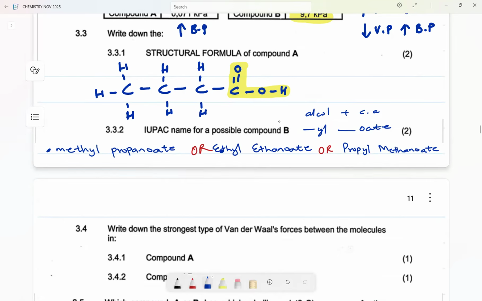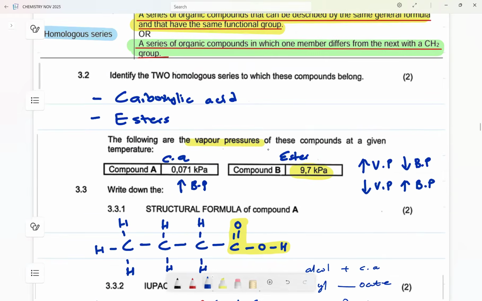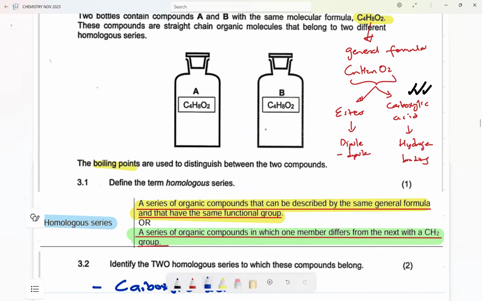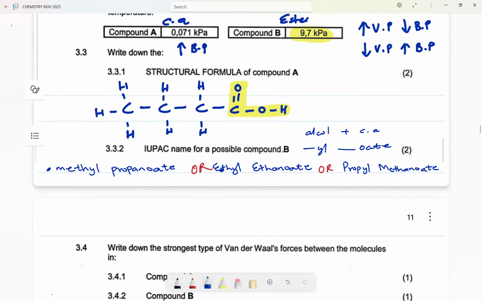So these are the possible names, because either way they have what? They have 4 carbons. Even if you were to draw the structure thereof, it will have 4 carbons as well as 8 hydrogens. Hope it makes sense.